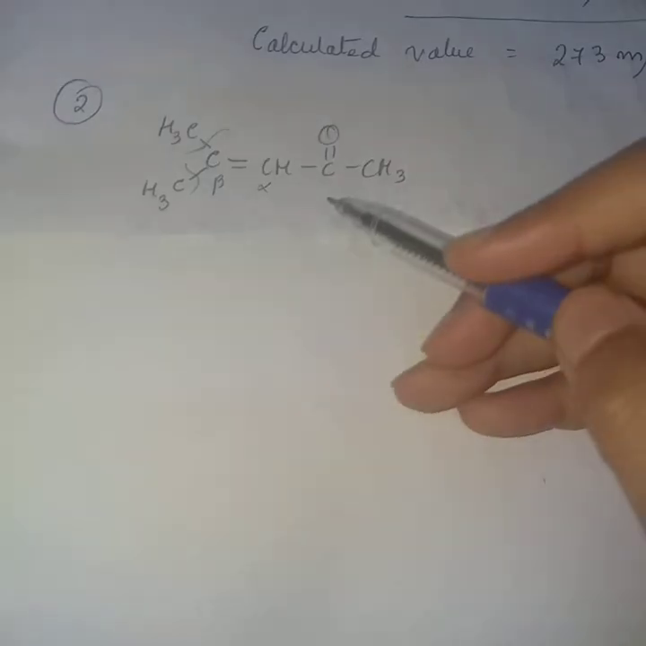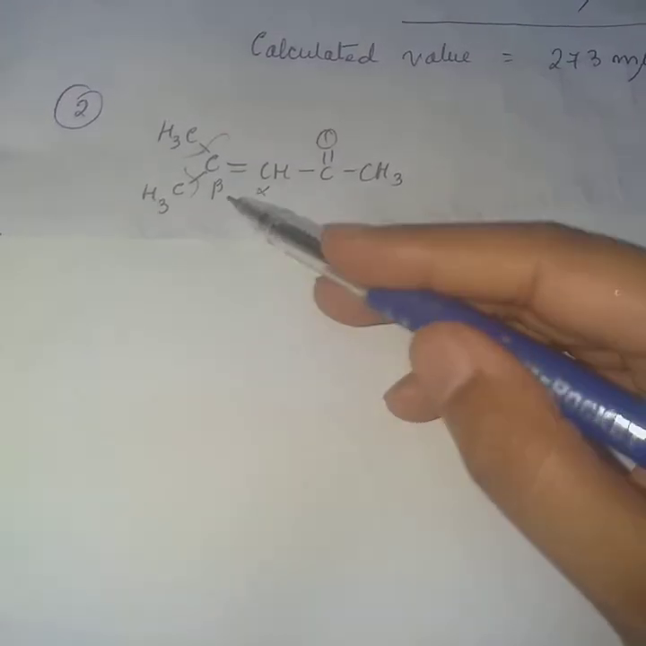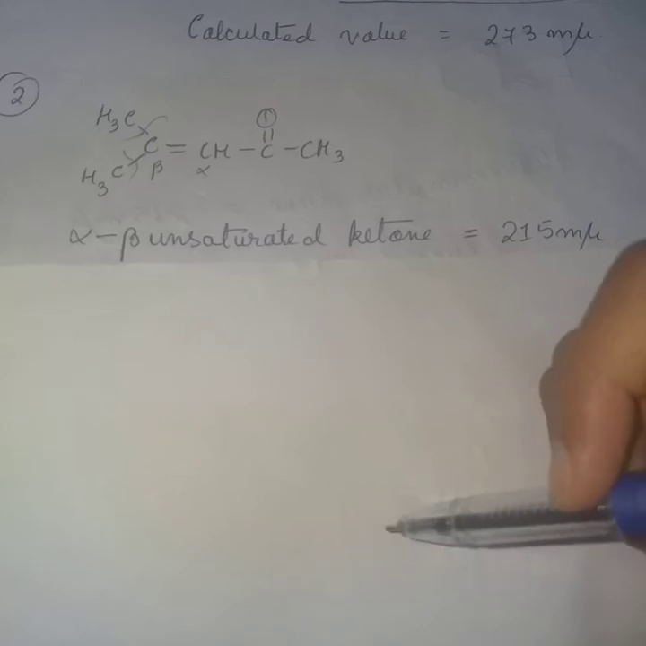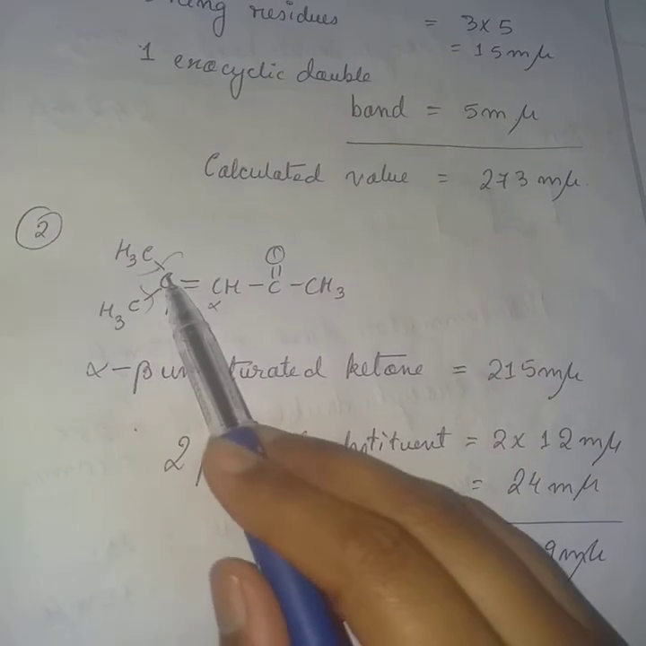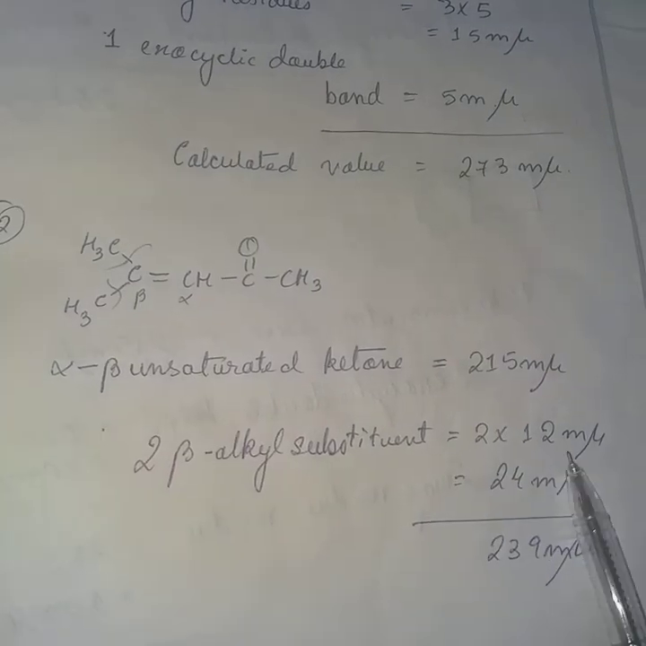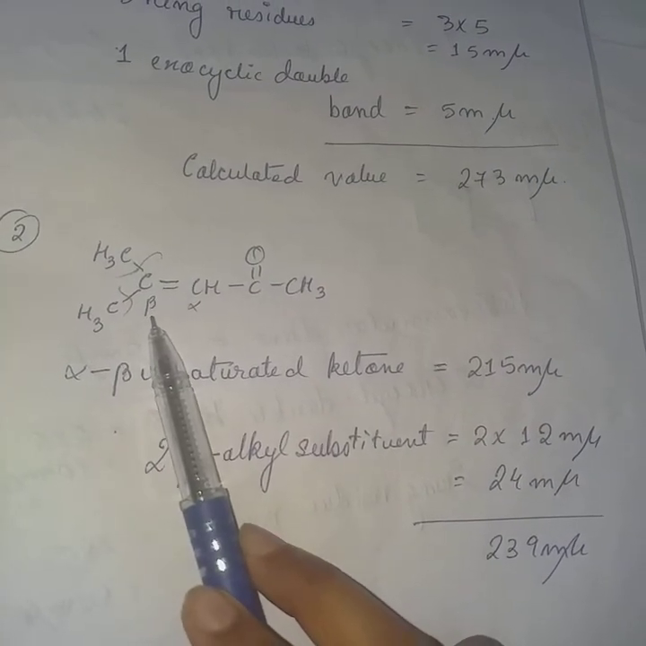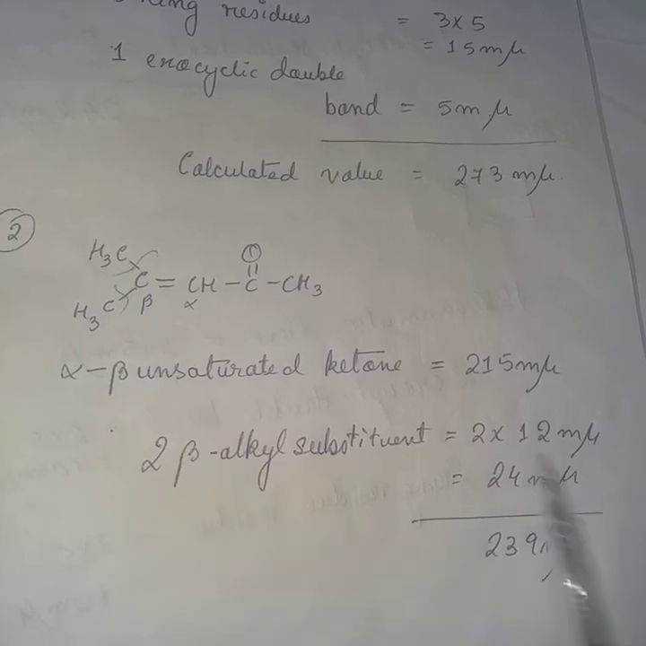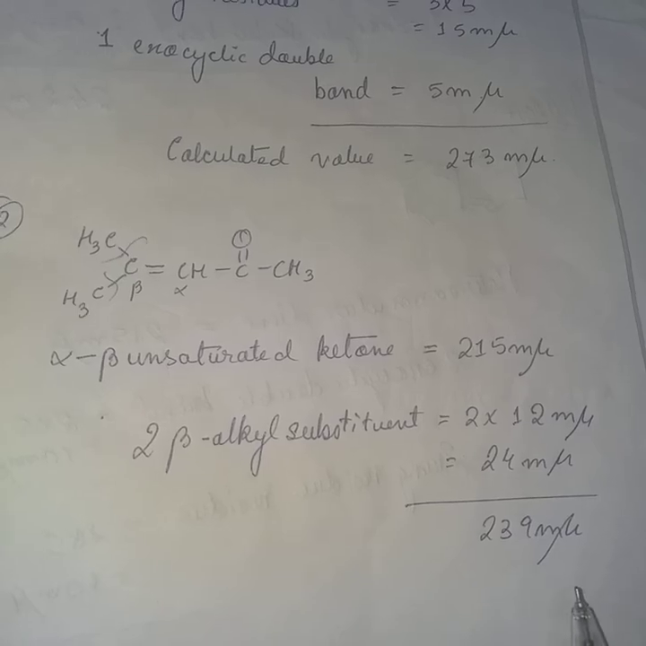There was one more question. It was this. As you know very well, this is alpha beta unsaturated ketone, so we have taken the increment as 215 millimicron. Here you see there are 2 alkyl substituents as well, so we have taken that, and note that it is in the beta position. As we have learned, in beta position we will take 12 millimicron. Therefore, here comes the total.